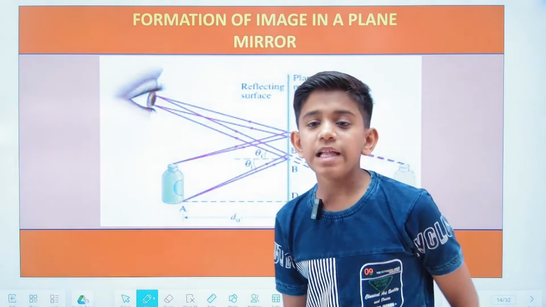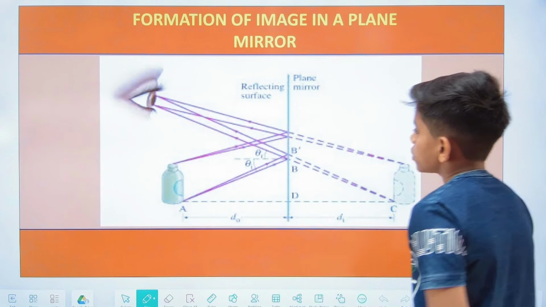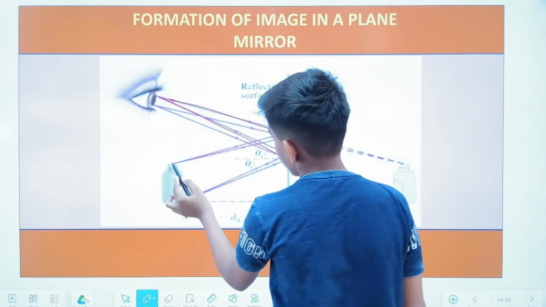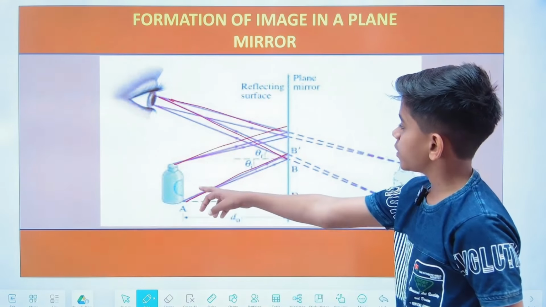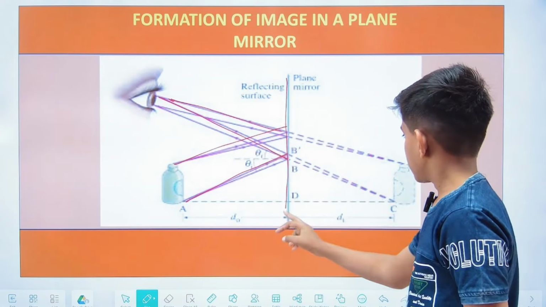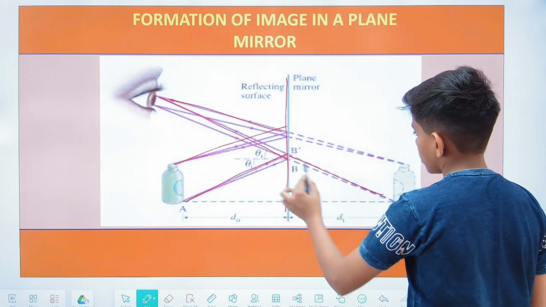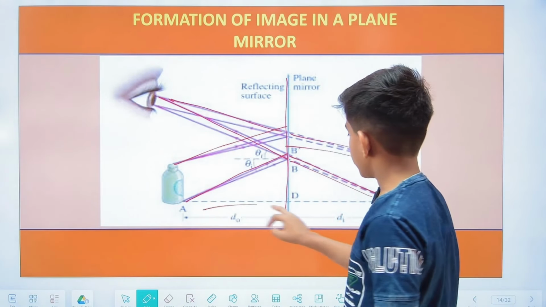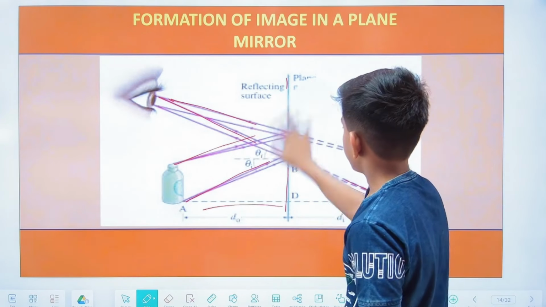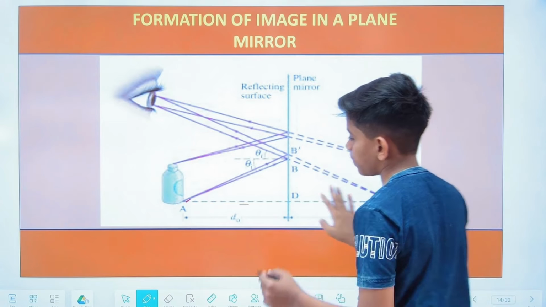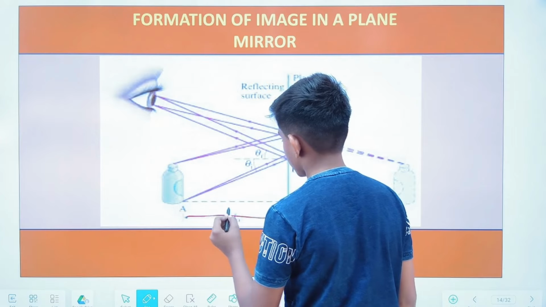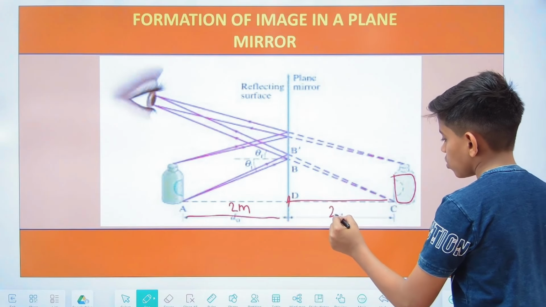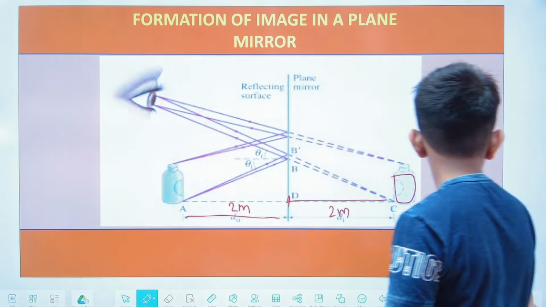Formation of an image in a plane mirror. How does a plane mirror work? Our eyes see the object in the mirror, because the light from this object also goes to the plane mirror. So the image is formed, as we can see with this bottle or the given object. Suppose the distance between the plane mirror and the object is 2 meters. Then the distance between the mirror and the image you will see is also 2 meters according to our sight.